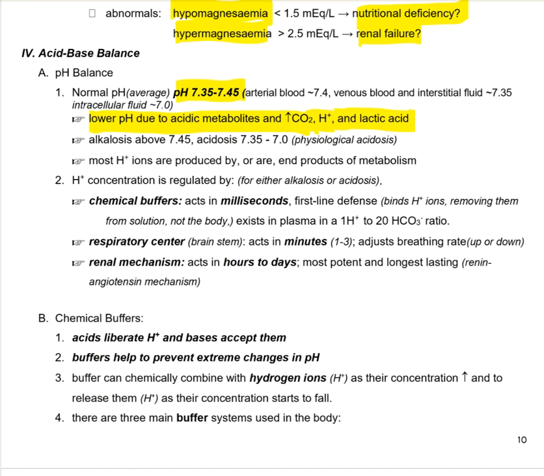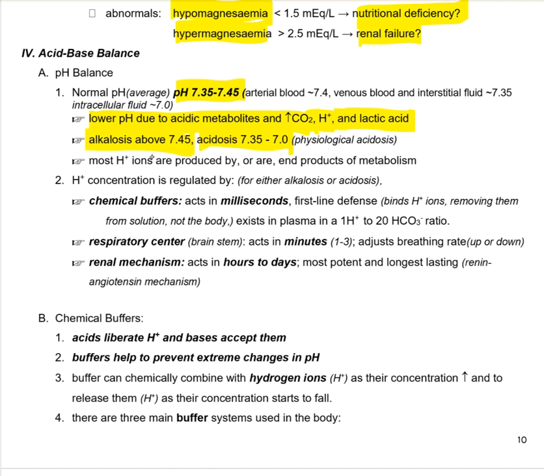Okay. So we're in alkalosis if we're above 7.45. We're in acidosis if we're below. And we really can't go super far away from this. If we go very far away from the 7.35, 7.45, we can actually get really sick really fast and can go into comas and die.